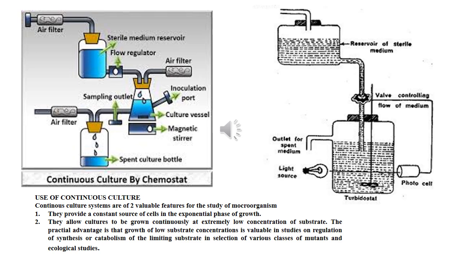The continuous culture system is useful for the study of microorganisms because it provides a constant source of cells in the exponential phase of growth. It allows cultures to be grown continuously at extremely low concentrations of substrates.